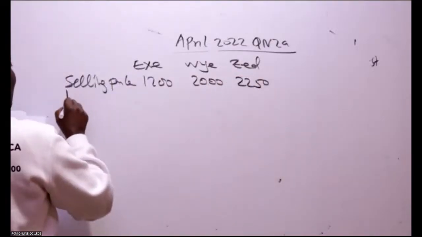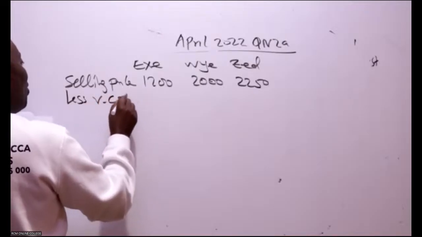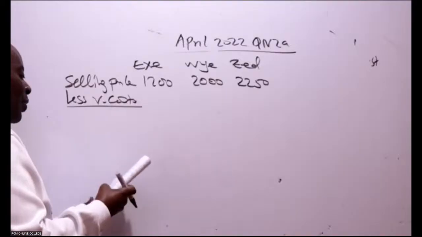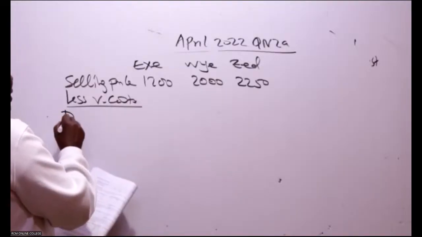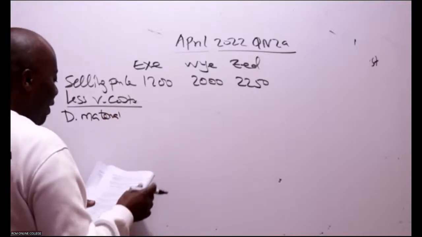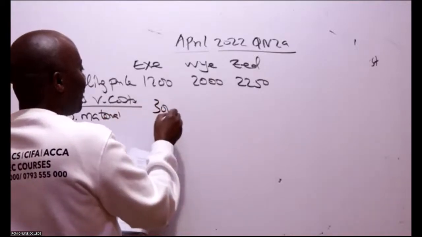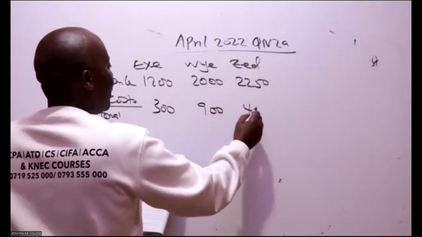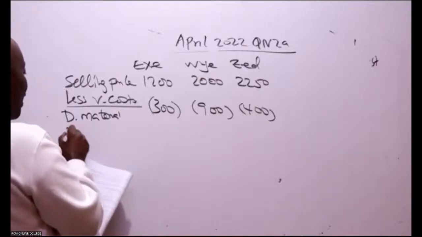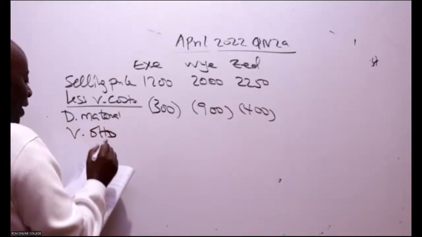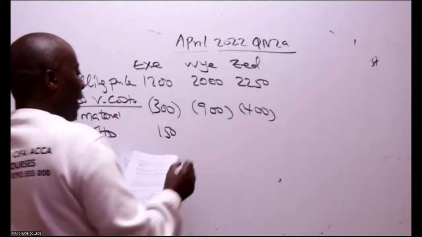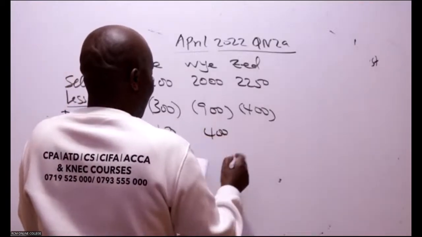Then we less variable cost, and I can enumerate them. The first variable cost is called direct material cost. So direct materials, I can see 300, 900, and 400. Great. From there, I have variable overheads: I can see 150, 400, 450.